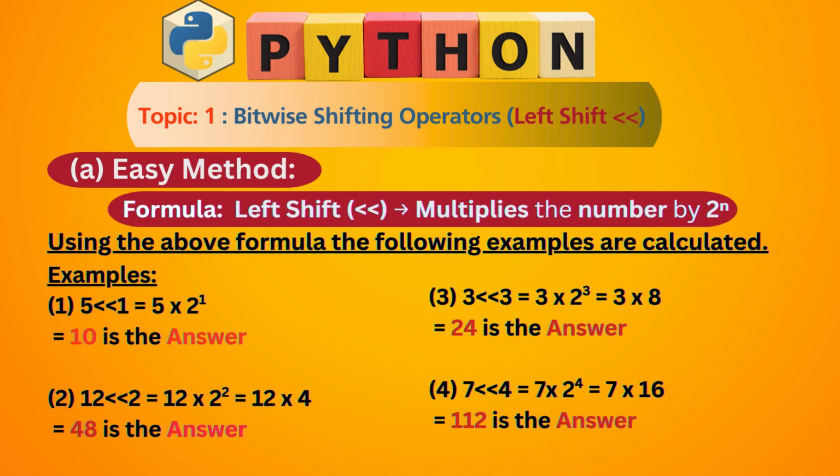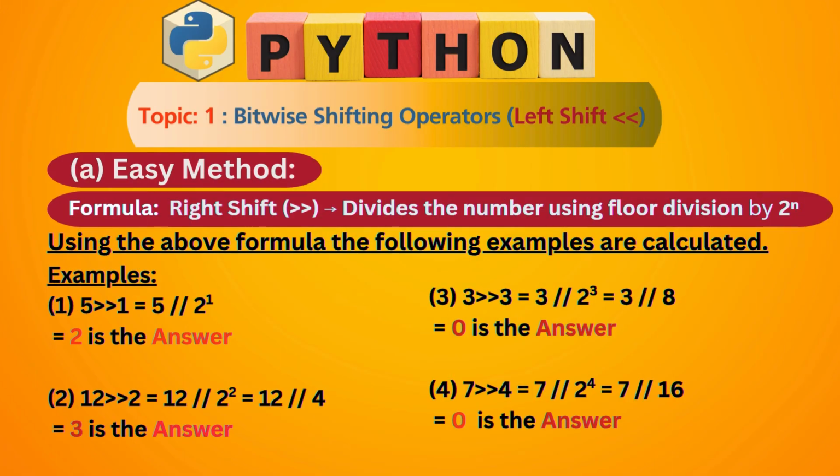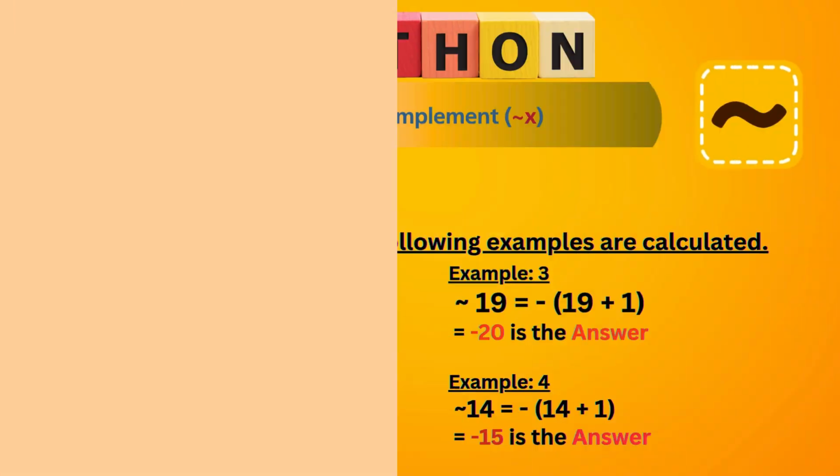Next, right shift. As I told you, the difference is that right shift is floor division by 2 power n. Left shift multiplies by 2 power n. Here it is floor division by 2 power n. You see the example with 5: first answer is 2, second answer is 3, third answer is 0, fourth answer is also 0. So it's very simple.